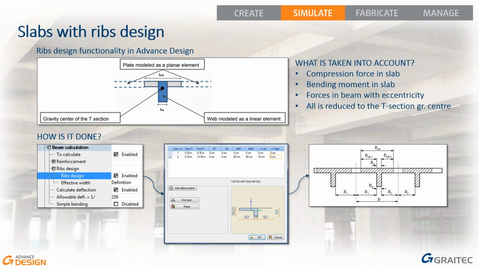If you do that, at the design phase this engine takes into account many forces from the slabs and forces from the beam, and it is all reduced to the T-section gravity center. So your beam is now designed as a T-section with real design efforts, probably only bending moment.